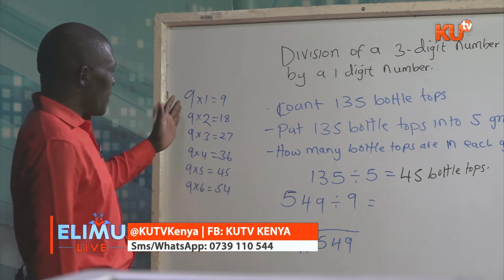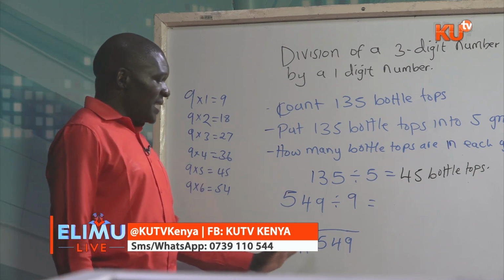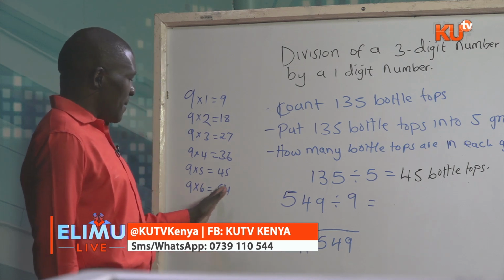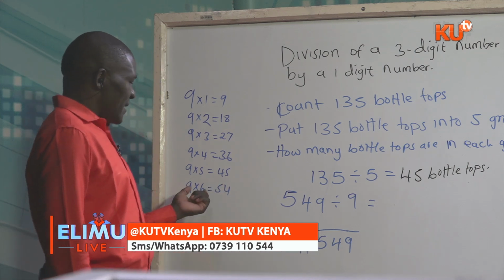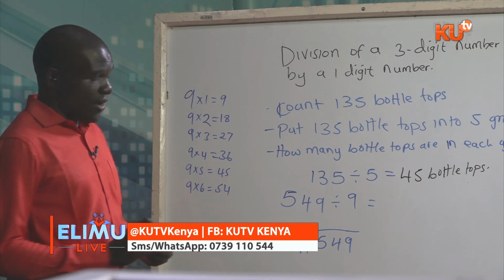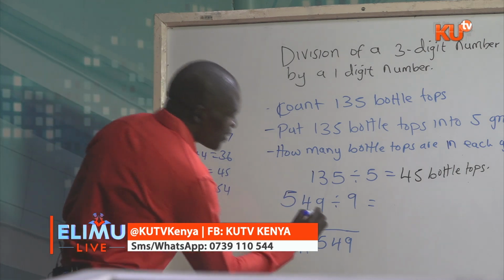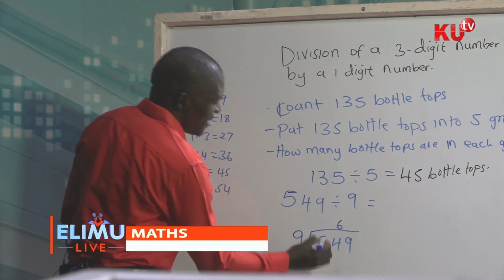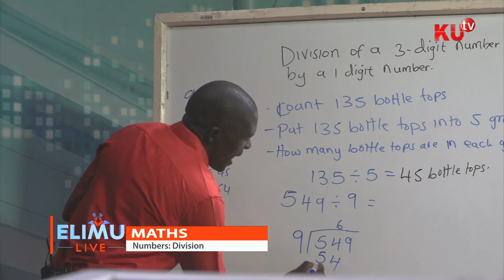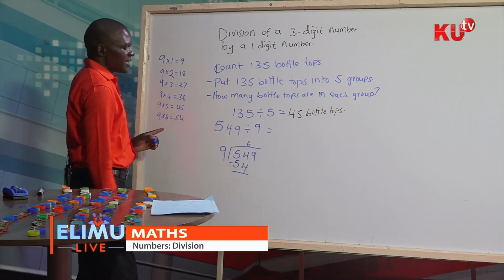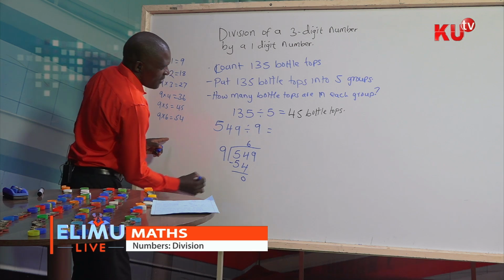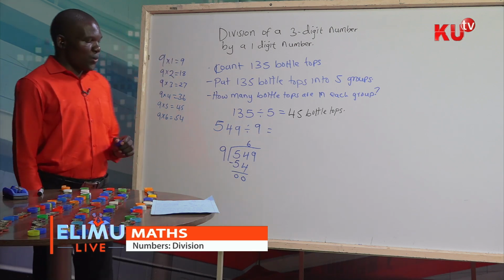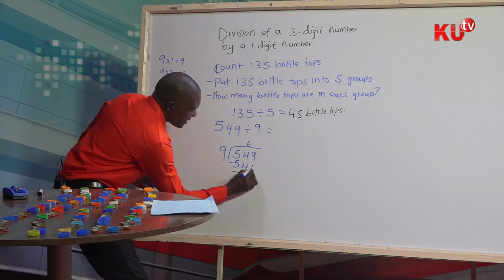So you are going to look at table 9, whereby if you find a number that is nearer to 54, or we have 54 on the multiples, then you are going to pick that number. Like in our case, we have 6. So you are going to write 6 at the top of 54. Then you multiply 6 by 9, whereby it will give you 54. At this stage, you are going to subtract. 4 minus 4, you get 0. 5 minus 5, you get 0. What you are supposed to do next, you have to drop this 9.